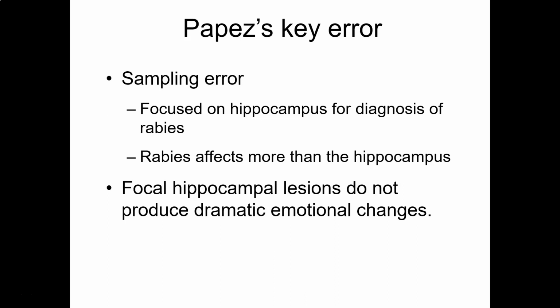Now, one thing to note about Papez, and this is where we're going to close this lecture. One of the key mistakes that Papez made was a sampling error. Importantly, he focused on looking at the hippocampus and looking for regions that had focal damage for diagnosing whether or not a patient had rabies. And rabies affects so much more than the hippocampus. It actually turns out that focal hippocampal lesions do not produce dramatic emotional change. As we're going to discover, the amygdala plays a very large role in all of this. And as we will soon see, it will soon be added to our understanding of the limbic system. And we'll talk about how next time.